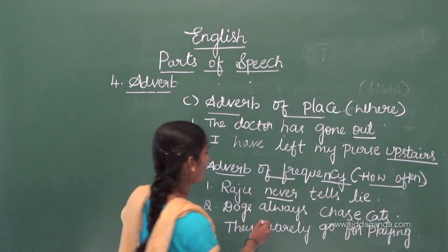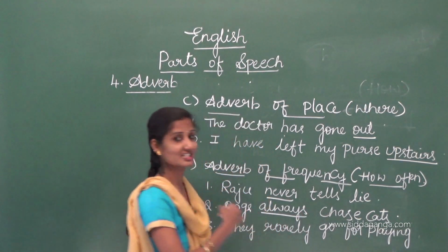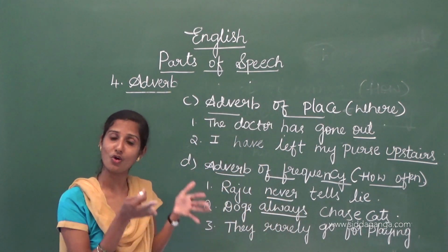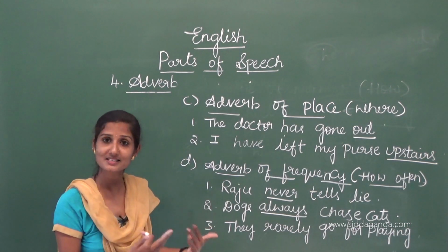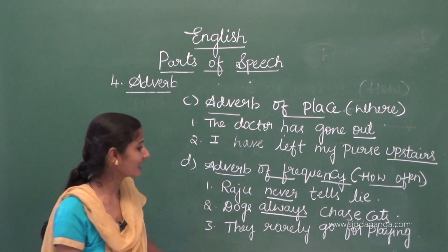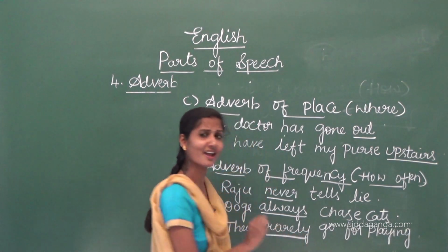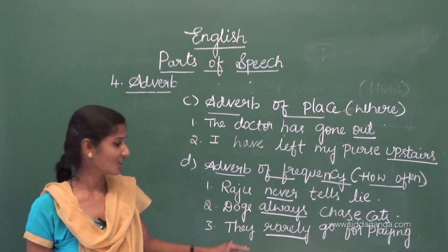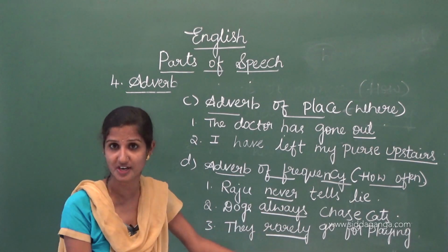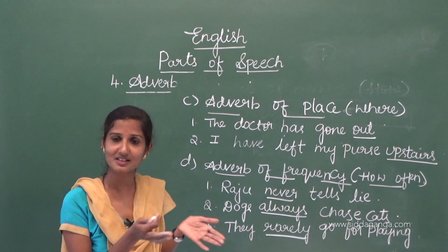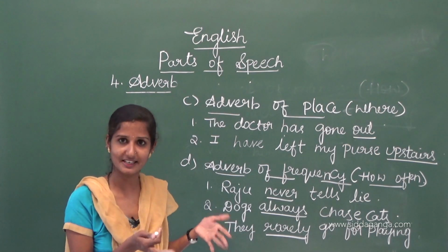So here also, dogs always chase cats. Always means it is telling us how often it is. It is telling us about frequency. They rarely go for playing. Very rarely they go for playing. How the action is going on, how often. For example, frequency means the duration; frequency is what it is telling.